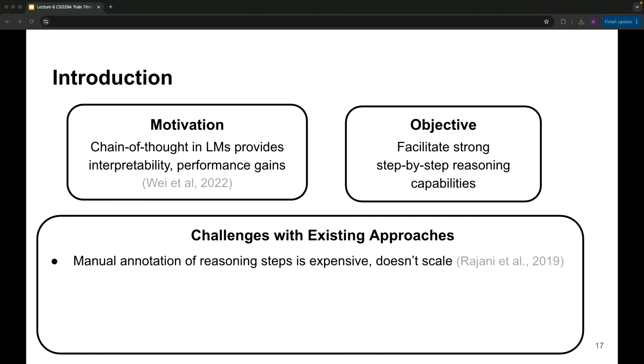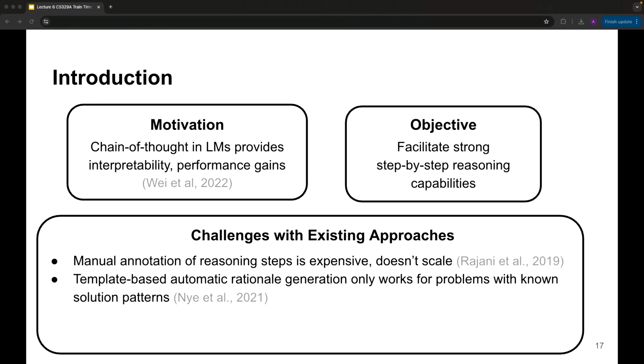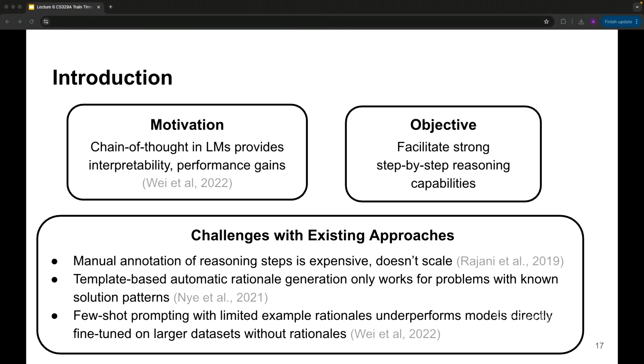What is challenging with existing approaches? No internet-scale data really has reasoning steps most of the time. There are very few internet sources that have large-scale reasoning steps. And if you try to manually annotate reasoning steps, that's very expensive because you literally need humans to annotate those reasoning steps. And if you try to automate this process of generating reasoning based on known solution patterns, that also works only in very, very specific domains.